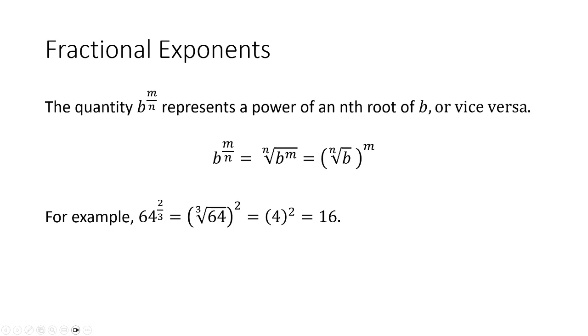Additionally, if you have something of the form b to the power m over n, as opposed to 1 over n, then the denominator of the exponent represents the root, and the numerator of that exponent represents a power. For example, if you take the number 64 and you raise it to the power 2 over 3, then the 3 in the denominator translates to taking a third root of 64. And the 2 in the numerator represents taking a second power. So this would be the second power of the third root of 64, which is the second power of 4, which is 16.